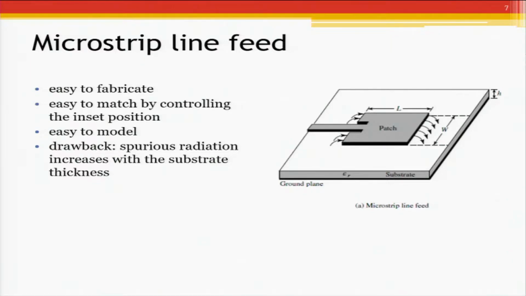And what is the drawback? Spurious radiations increase with substrate thickness. As I said earlier, if you have thick substrate and the fuse is kind of loose, not tightened inside the antenna, there's a possibility for the fuse to leak out of the substrate, and that is called spurious radiation. So it radiates somewhere else.